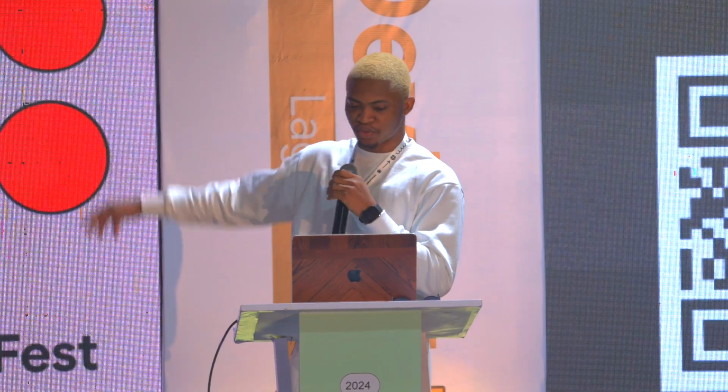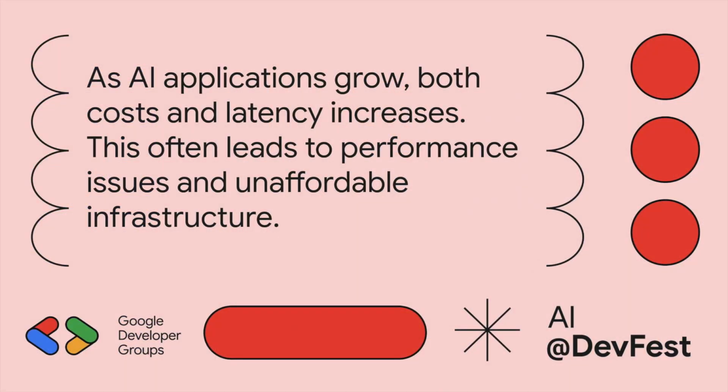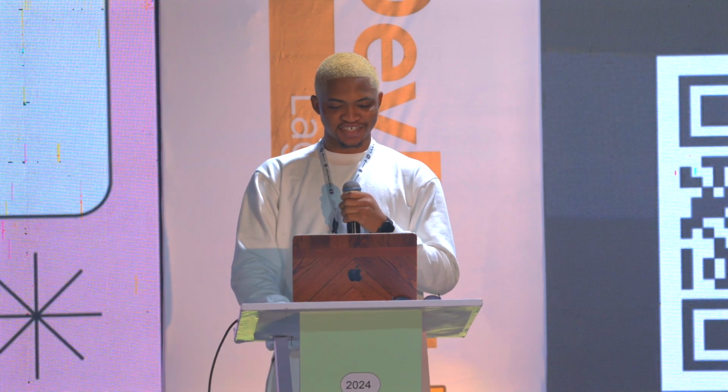As AI applications grow, both cost and latency increase, and this often leads to performance issues and unaffordable infra. So as your AI application grows, you cannot afford to have somebody just wasting your processing power to find out what the capital of France is, or what trenches means, or something like that. So you need to actually manage your AI costs, because infra is very expensive right now.